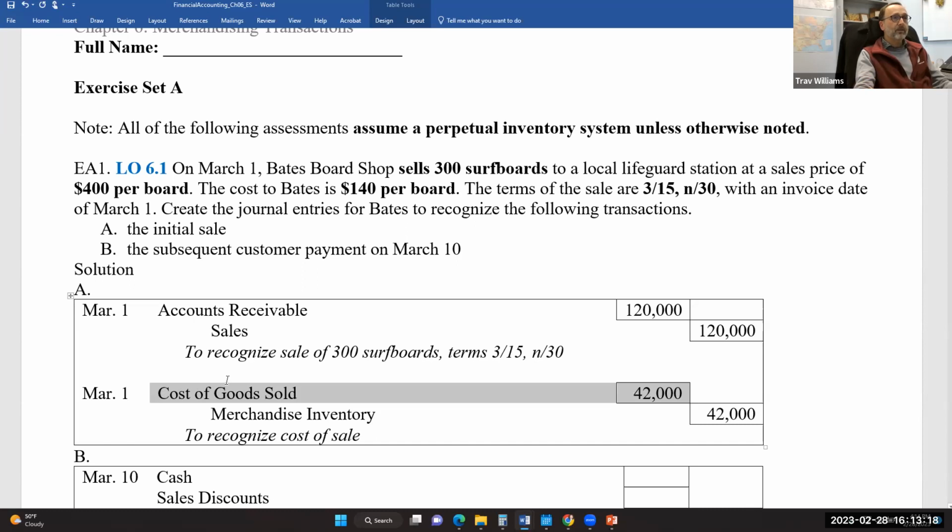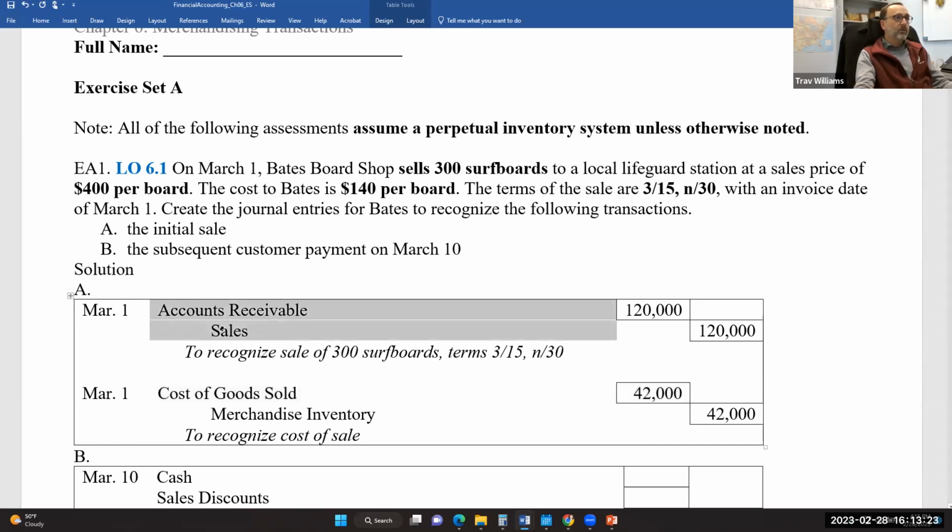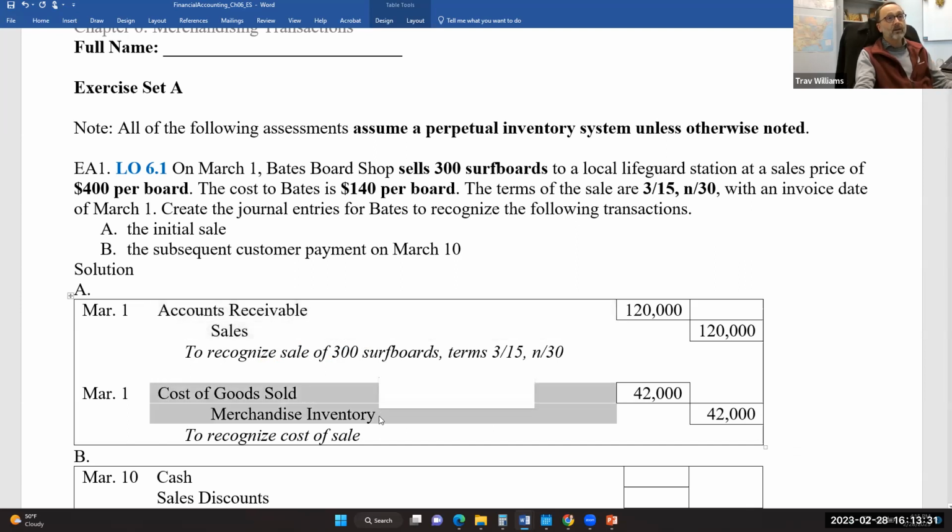Anytime we're doing the perpetual inventory method and we make a sale, we have to record not only the sales revenue and either accounts receivable or cash if we got paid cash, but we also have to record the cost of the inventory and we have to reduce our merchandise inventory asset. Okay? So that's the first part of exercise 1. Again, let me know if you have questions.